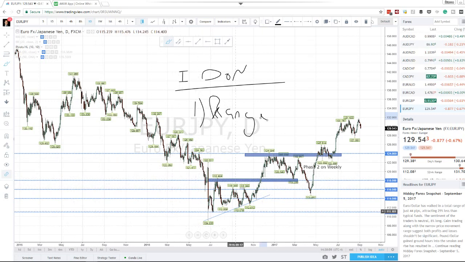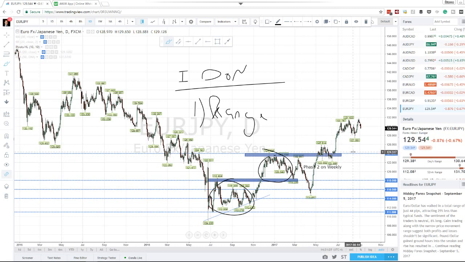See how, I don't know why there's many lines, I don't draw that many usually. But see how it's been between 1.24, sorry, 1.26 and 1.11. The pair has been bouncing between those two levels. Now within this range, we had some consolidation like this one here, and we've had some movements like these. So it's kind of a big range, and we've been back and forth. But the point is, we didn't really go beyond 1.26.